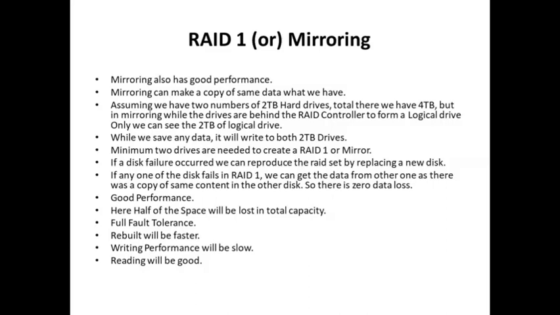If a disk failure occurs, we can rebuild the RAID set by replacing it with a new disk. The only reason is that we have the same data stored in the other disk. If one disk fails in RAID 1, we can get the data from the other one, as there is a copy of the same content in the other disk. So there is zero data loss, and good performance.